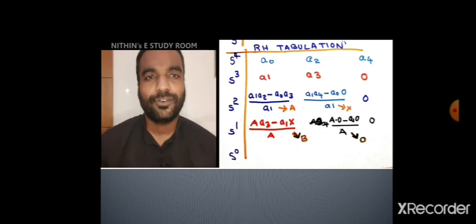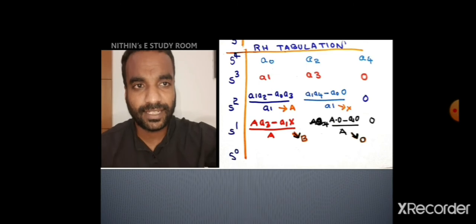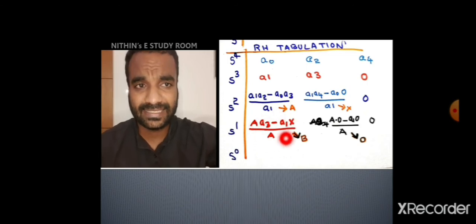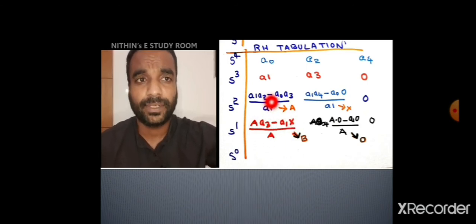Now we have to fill the column of S raised to 1. So how can we fill this column? Start from this point. This is the row just above. Start from here. A into A3 minus A1 into X, just the same procedure. A into A3 minus A1 into X divided by the starting point A.